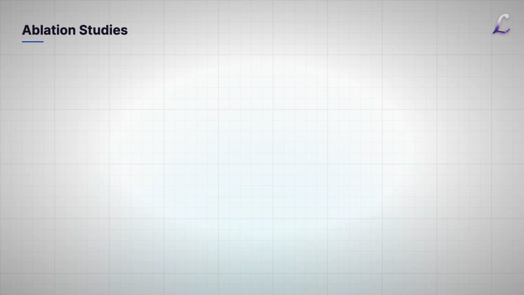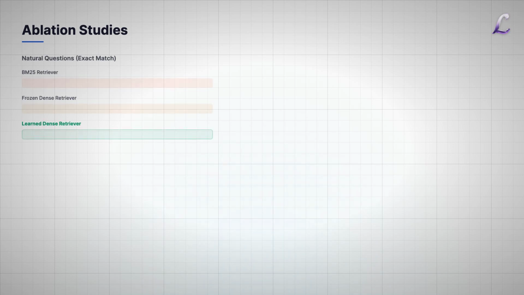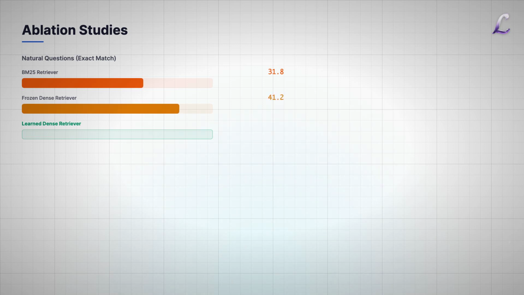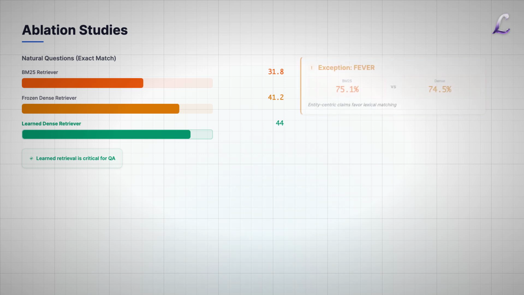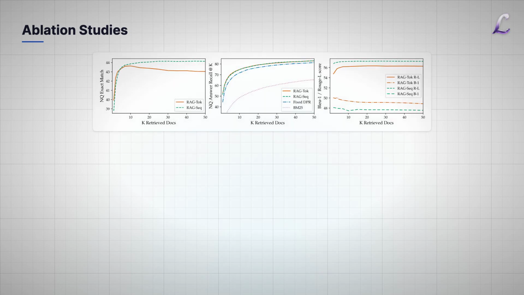The ablation studies reveal what actually drives RAG's performance. First, learned retrieval versus frozen retrieval. When you freeze the retriever during training, performance drops across the board, confirming that end-to-end retrieval learning is essential. Second, dense retrieval versus BM25. Replacing the learned dense retriever with a traditional word overlap BM25 retriever hurts performance on most tasks, with one exception. On FEVER fact verification, BM25 actually outperforms dense retrieval, likely because FEVER claims are heavily entity-centric, favoring exact lexical matching. On open domain QA, learned dense retrieval is critical.